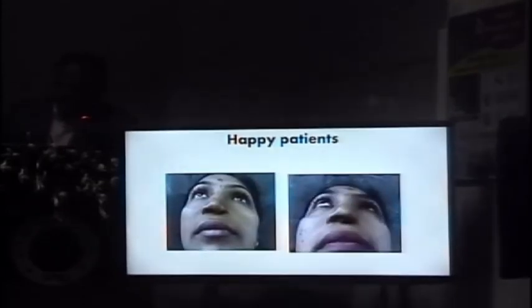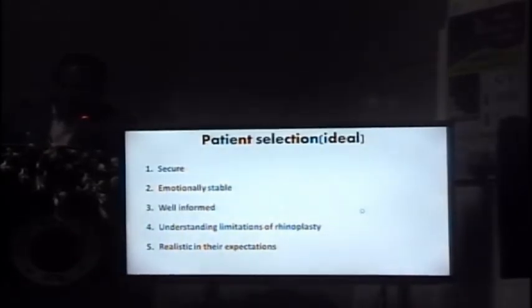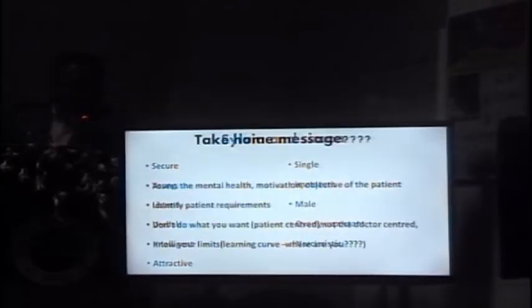This is one more interesting case with hemi-nasal hypoplasia of the nose. I used a rotational subnasal flap to give breathing on both sides. Okay, I'll skip a few slides.